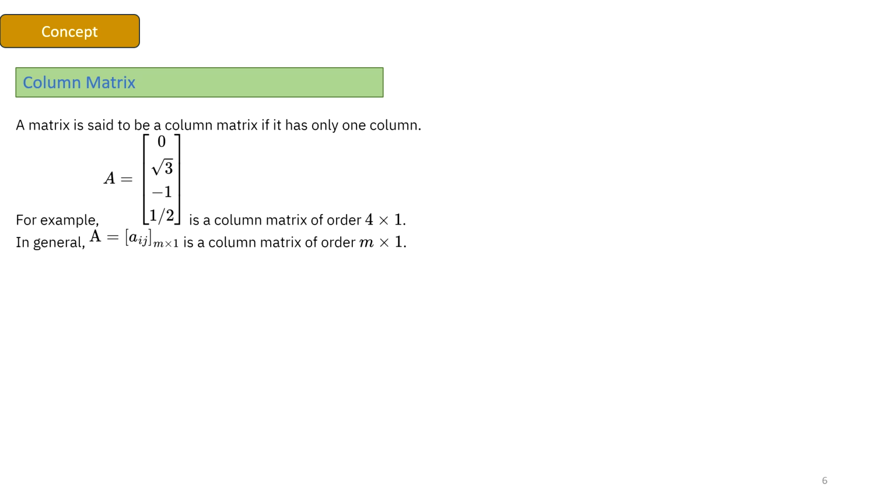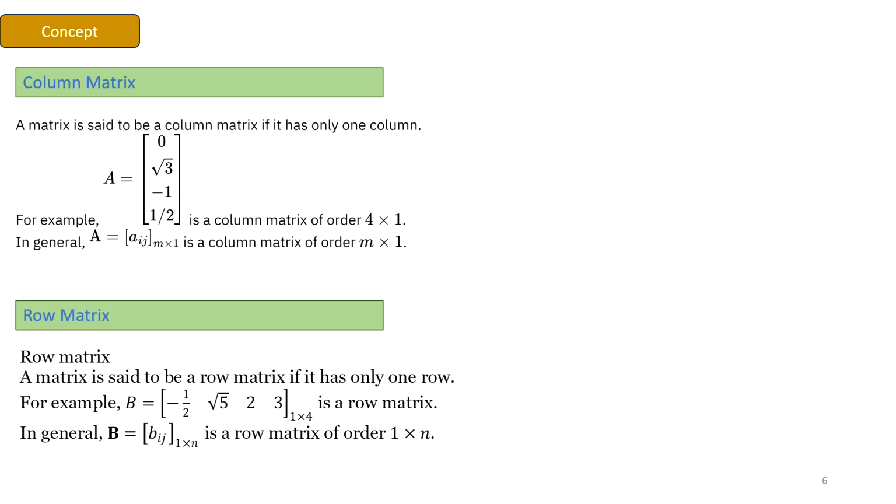A matrix is said to be a column matrix if it has only one column. For example, A is a column matrix of order 4 by 1. Similarly, a matrix is said to be a row matrix if it has only one row. For example, B is a row matrix of order 1 by 4.